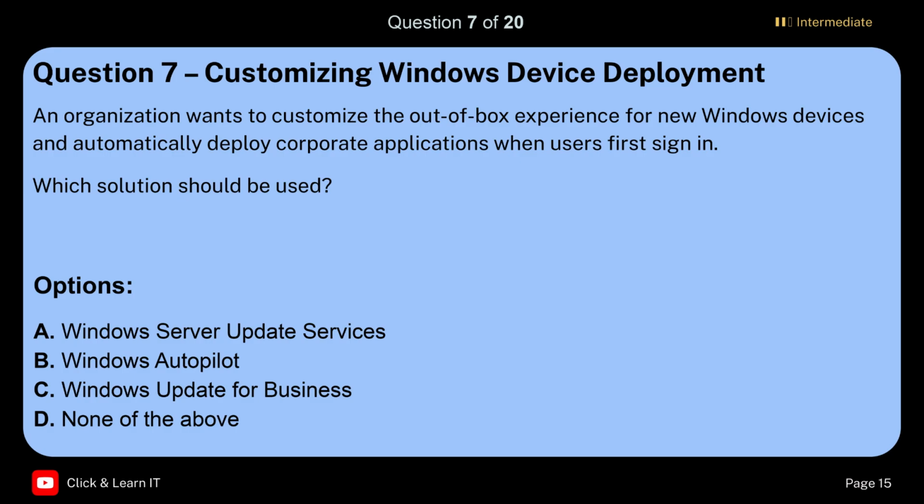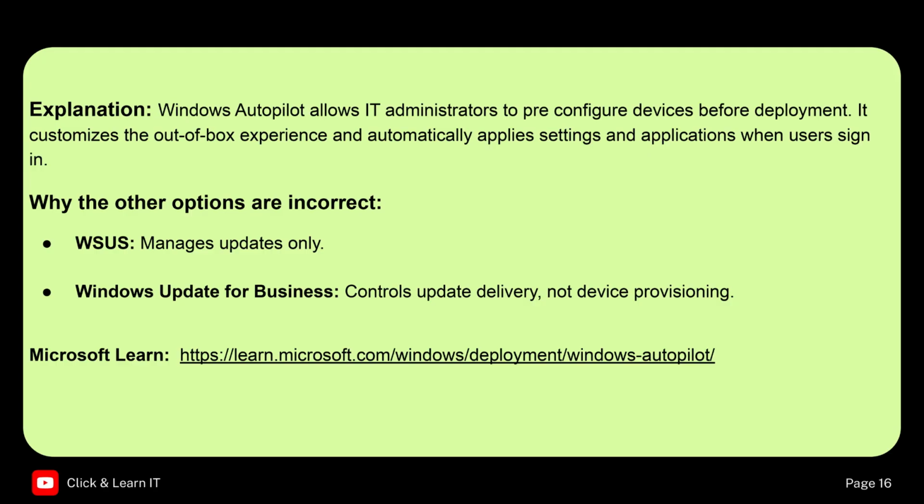Question 7. An organization wants to customize the out-of-box experience for new Windows devices and automatically deploy corporate applications upon user sign-in. Which solution should be used? The correct answer is B. Windows Autopilot. Autopilot pre-configures devices and automatically applies settings and applications during the initial user sign-in.